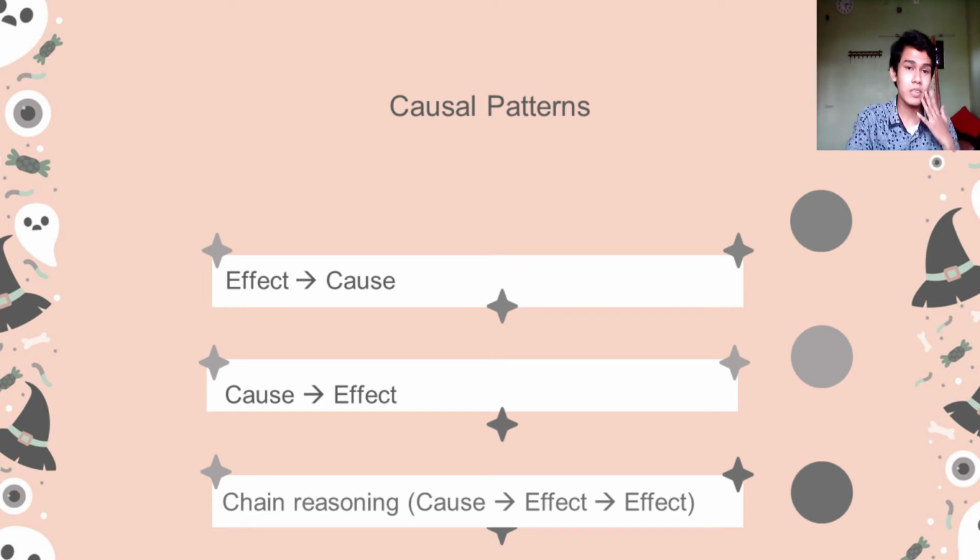There's a causal pattern. An effect exists because of a cause, and a cause can make an effect. There's a chain reasoning: a cause can cause an effect, which can cause another effect again.